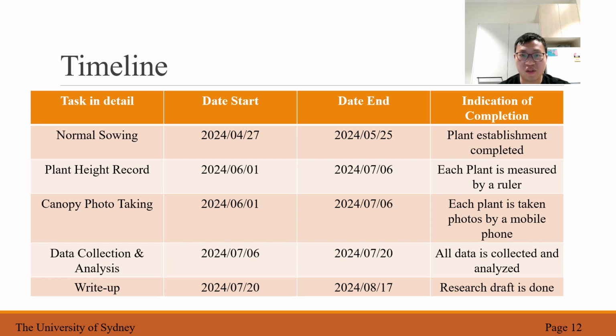The timeline can be divided into 5 stages. Normal sowing will be the beginning part, which will last for a month. Both plant height recording and canopy photo taking start at the same time, which will span 5 weeks, and the following parts are data collection and analysis, and the write-up session. Each date and indication of completion is vividly written in the table.